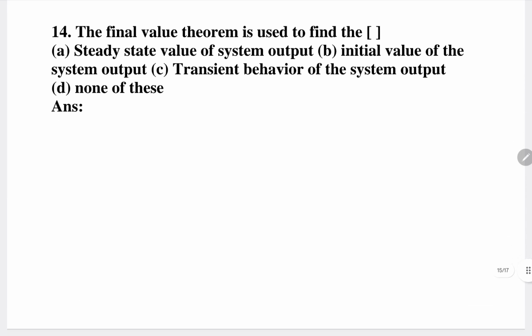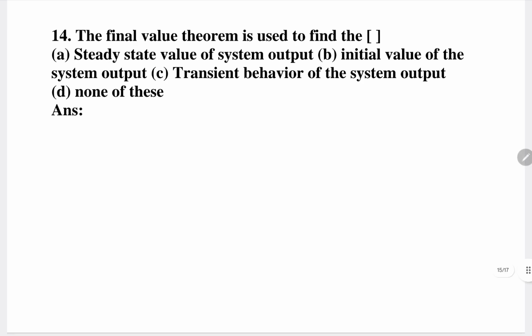Next question, the 14th question. The final value theorem is used to find the steady state value of the final system output. So the system output at steady state condition is found using the final value theorem. The answer is A.